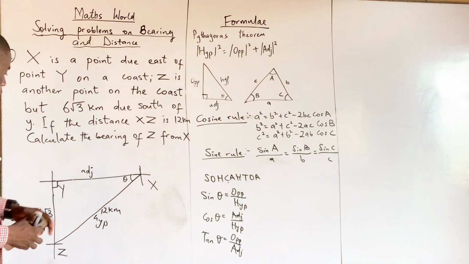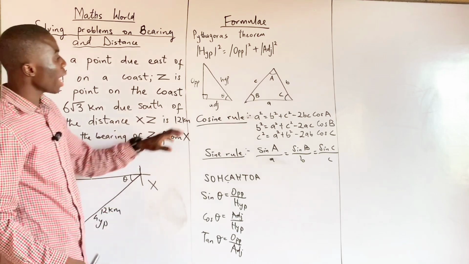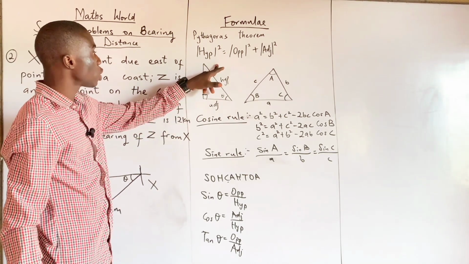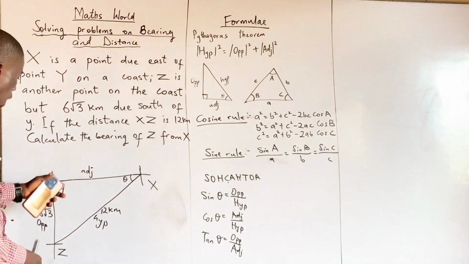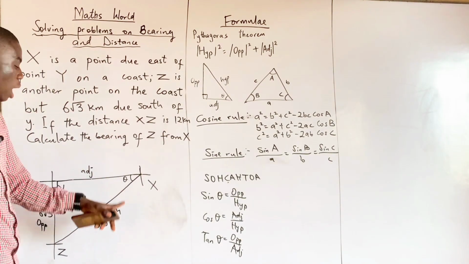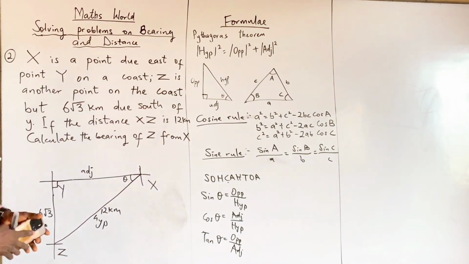How do we calculate? Remember, if it is a right angle, you can either use the Pythagoras theorem or SOHCAHTOA, either of the two. Now I'm going to use SOHCAHTOA. But which one am I using? Am I using sine, cos, or tan?